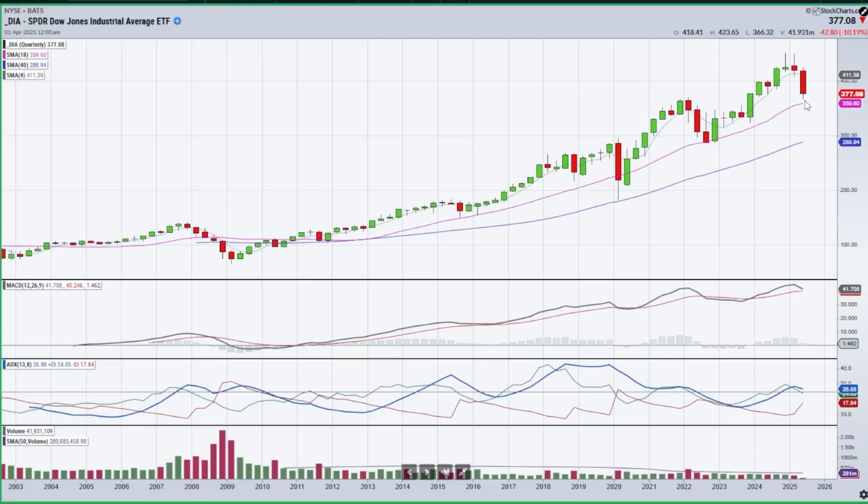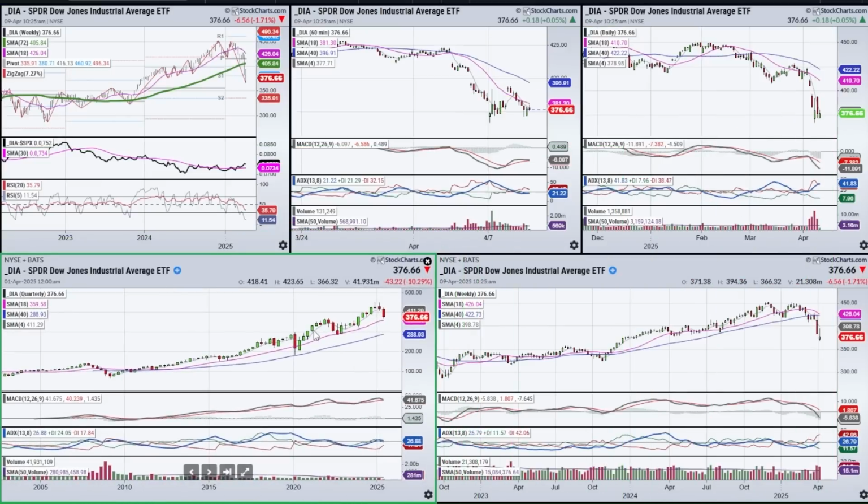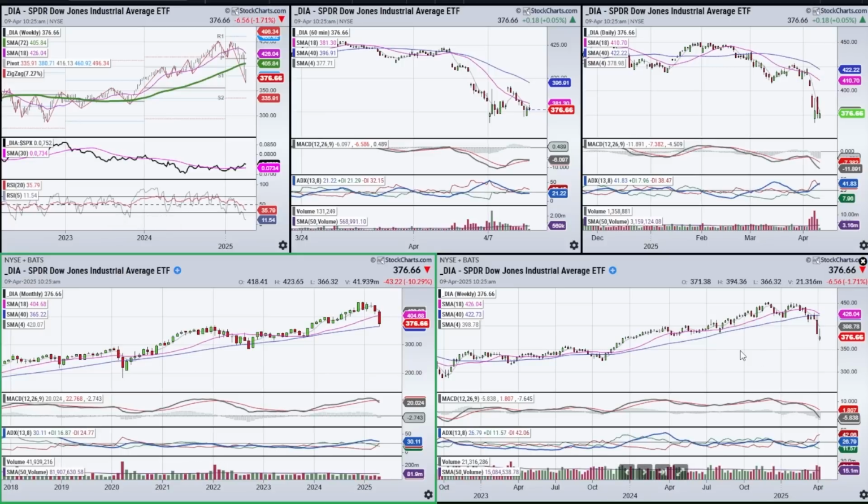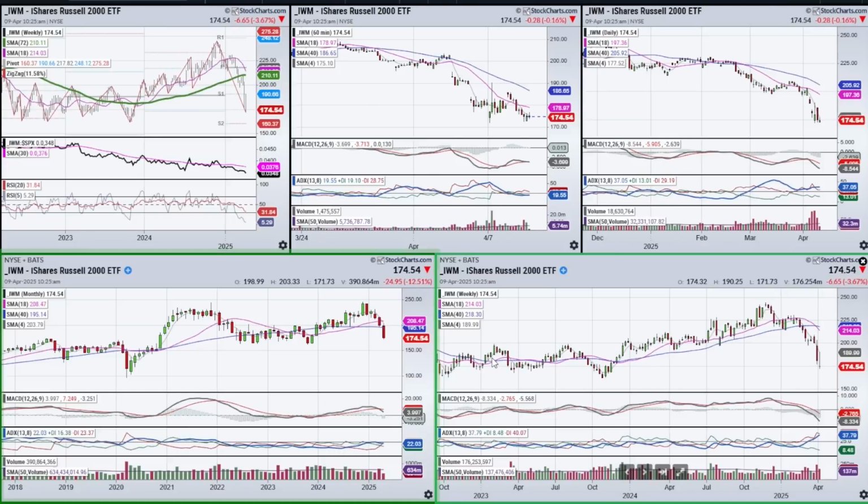But look at this pullback developing, and you can see the pullbacks have been pretty good opportunities as we get closer and closer to this line. So just be careful, just based on the shorter term time frames. I think we've got to be a little bit more careful and see a little bit better volume, climax, something like that. All right, IWM I think is a lot weaker.